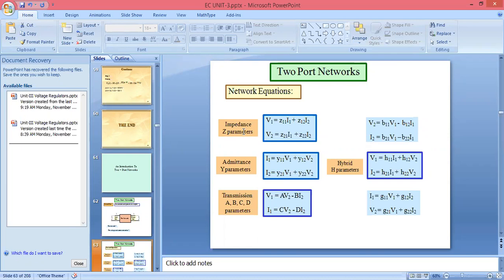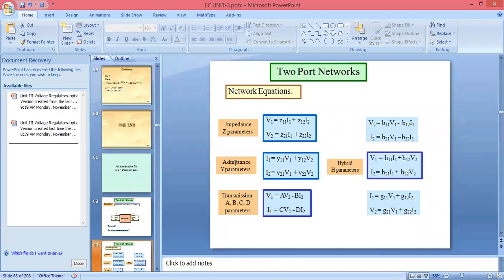And if exactly vice versa, the input and output currents are dependent on the value of voltage, at that time we can say that parameter is the admittance parameter.